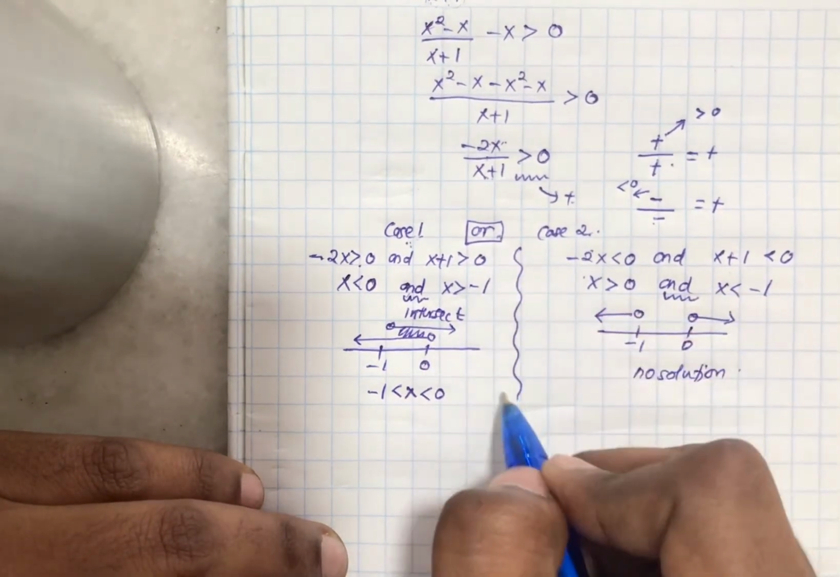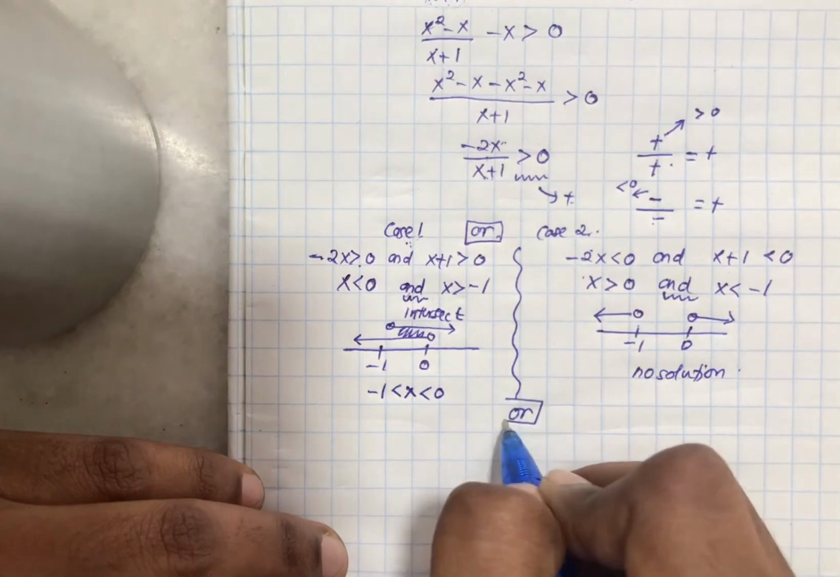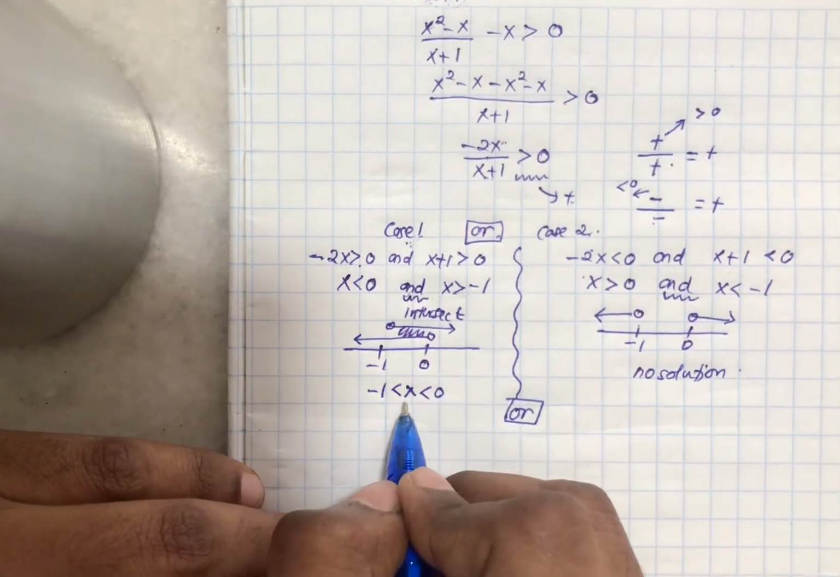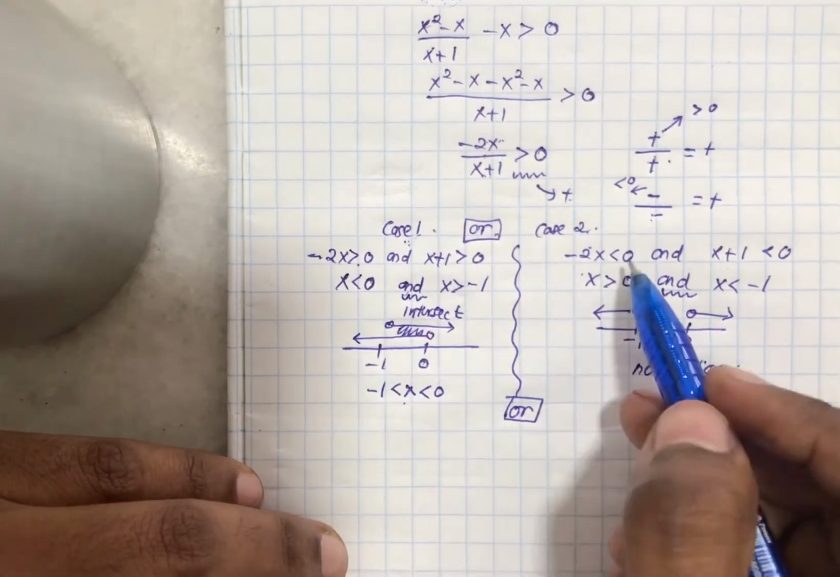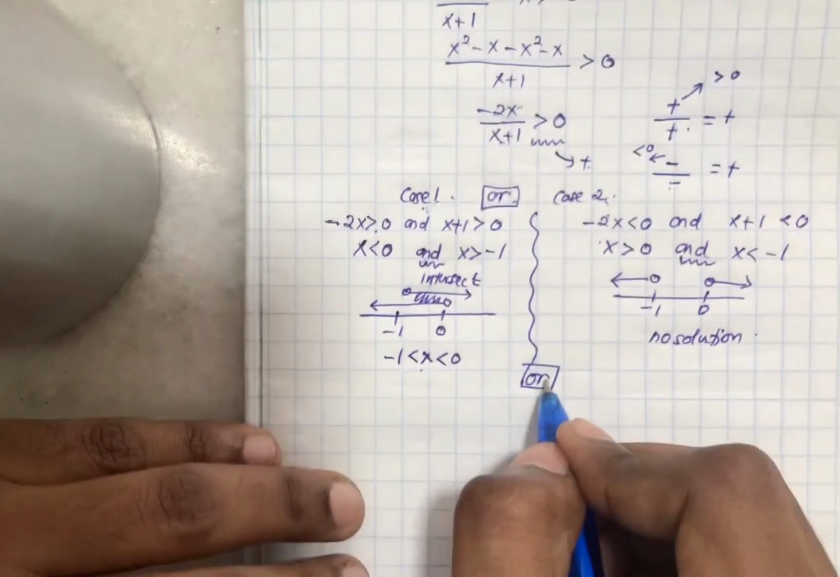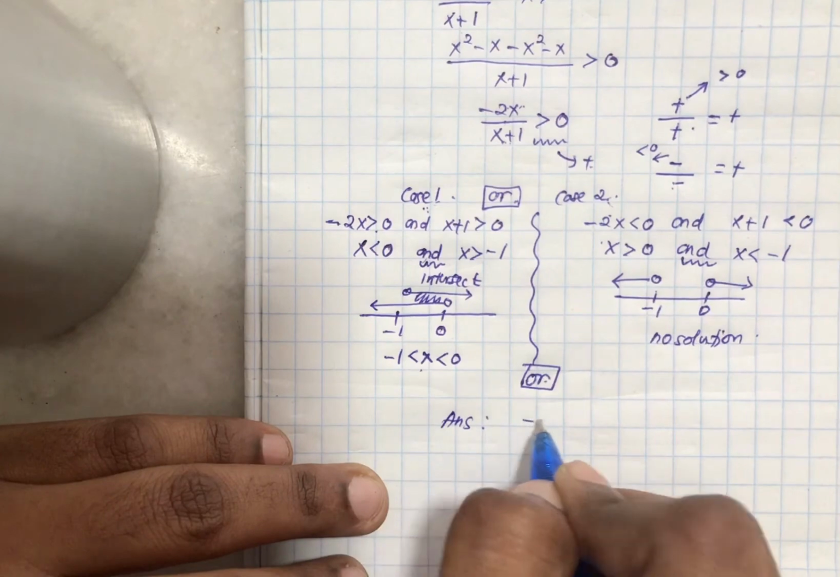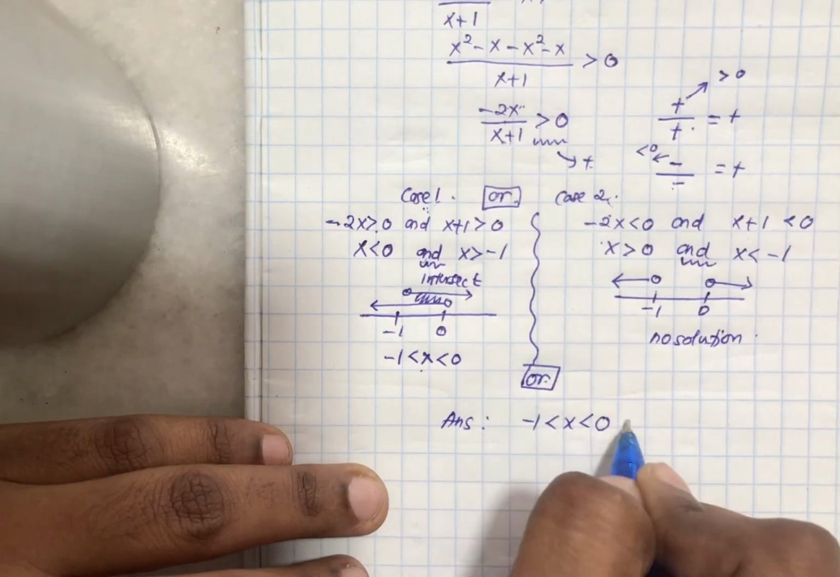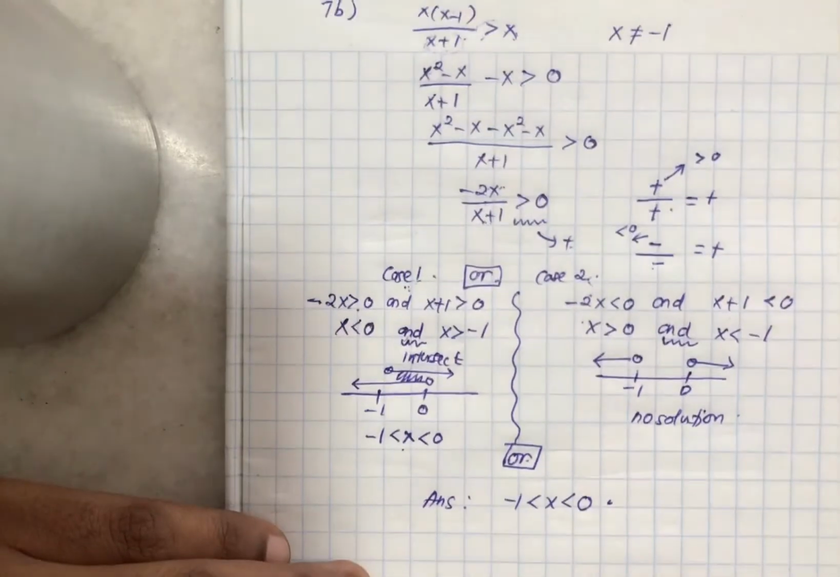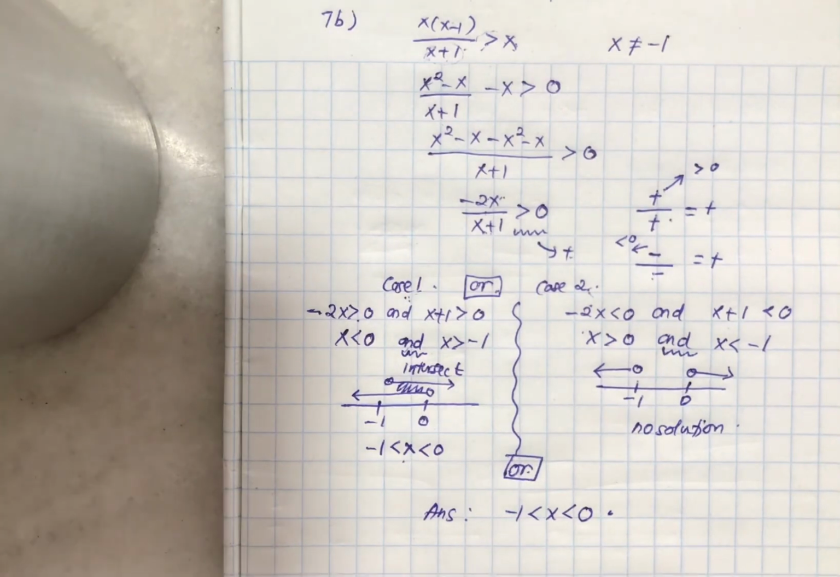So bring the or here now. You are telling, hey miss, I can take this solution from case 1 and I have no solution from case 2. Optional, right? Or. So your final answer is going to be negative 1 to 0. So that's how you solve case by case. So this is conceptual.